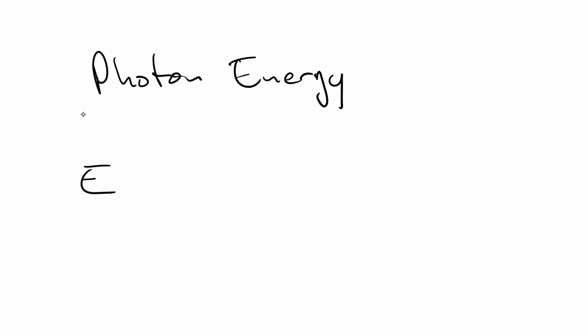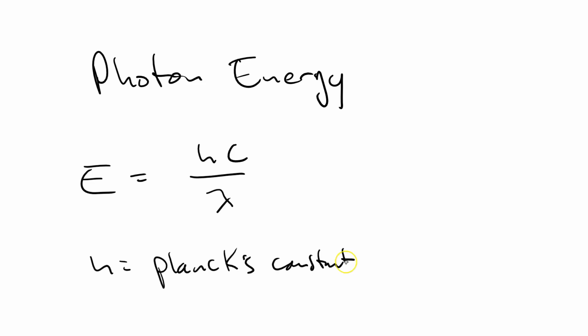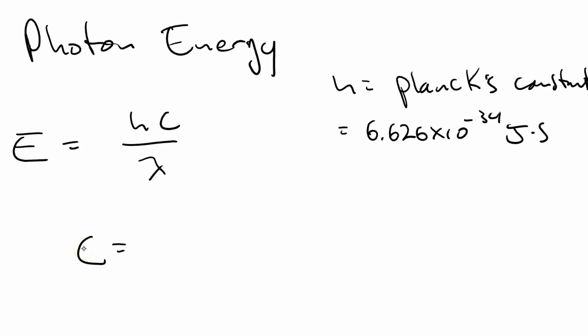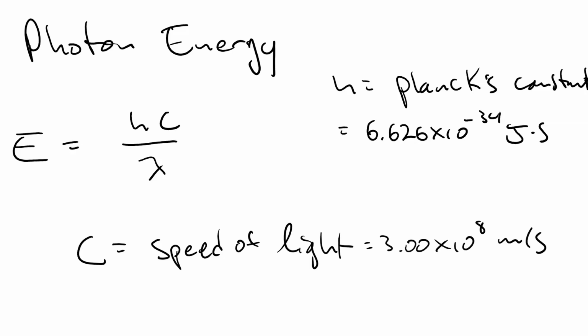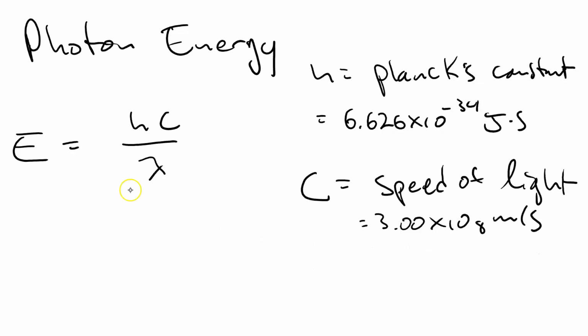Photon energy, E equals hc over lambda. h is Planck's constant with a value of 6.626 times 10 to the negative 34th joules times seconds. c equals the speed of light with a value of 3.00 times 10 to the 8th meters per second. Lambda is the wavelength. Be sure you express it in meters. 10 to the negative 9th meters is 1 nanometer.